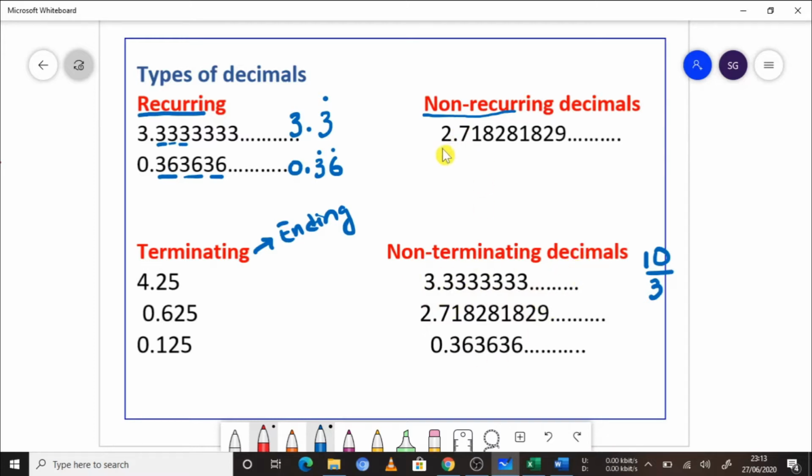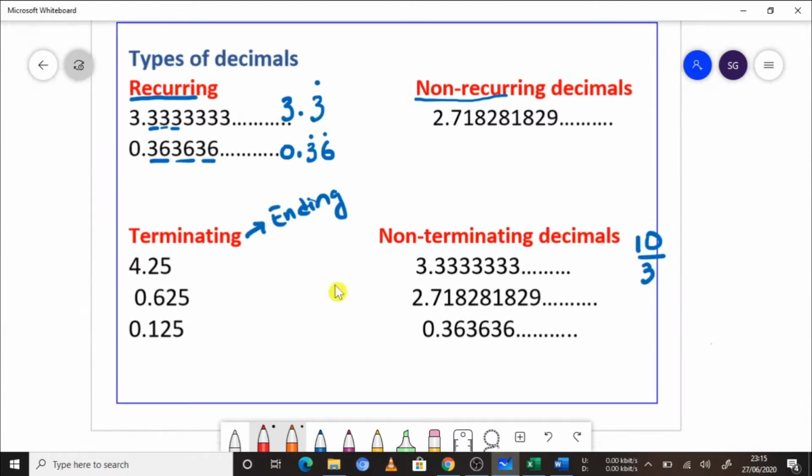Similarly, for this value that I used above, 2.718281829, it just goes on and on and on. There is no pattern, and it is not ending. And again, this is the same example that I used here. So there are basically four types, and two major types are recurring and terminating. The opposite of recurring is non-recurring. The opposite of terminating is non-terminating.